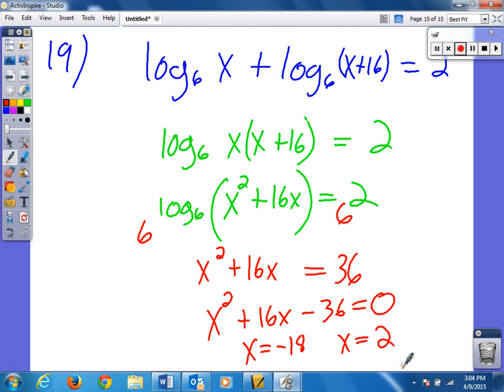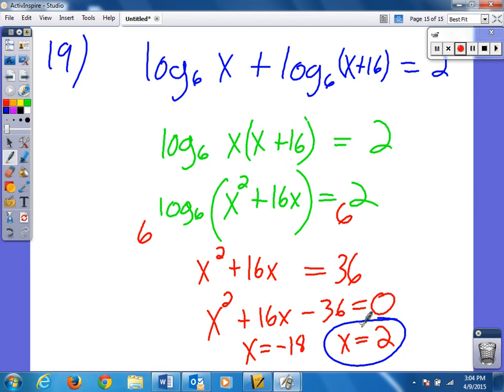Now, one of those is an extraneous solution, meaning it's a solution that looks like it is a solution but isn't actually. And so what you want to do is plug those back into the original equation and see what you get. And so if we do that, I'll tell you that 2 is the real solution, or the actual solution. Negative 18 is not.